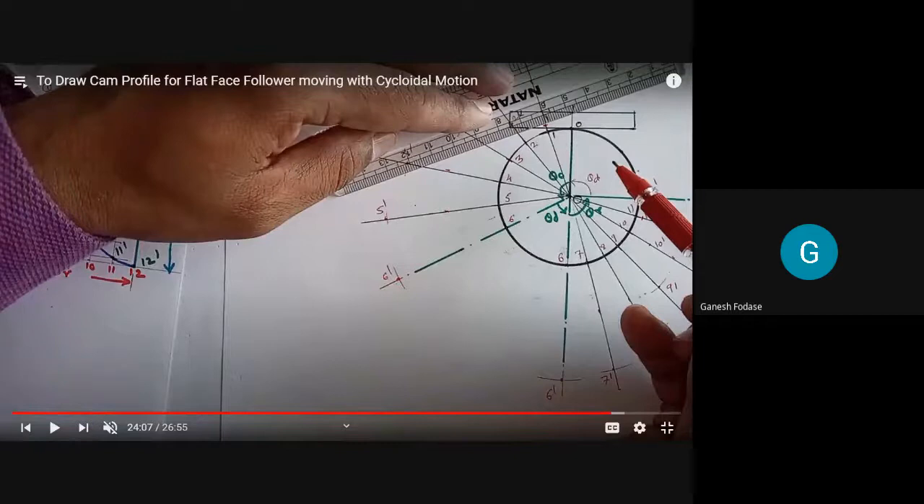But if it is a flat face follower, through that point, means through 1 dash, I would draw the flat face. You can see here in the first position, this surface of the follower is perpendicular to the follower axis. So just draw a perpendicular to that follower axis at each position. Through that point obtained, through 1 dash, draw a perpendicular to the follower axis. Through 2 dash, draw a perpendicular to the follower axis. Follower axis means these lines. I'm saying this one. So draw perpendiculars.